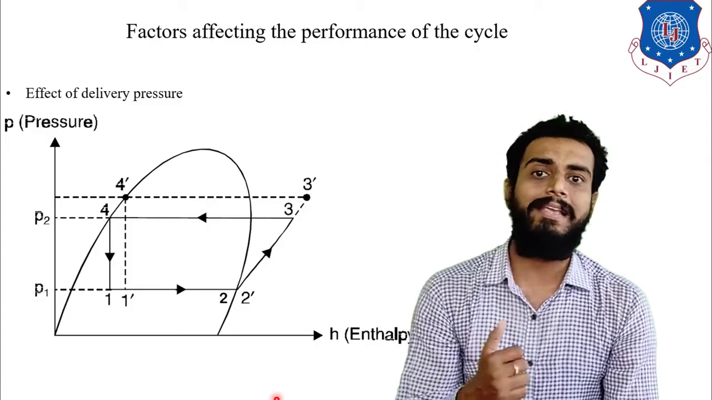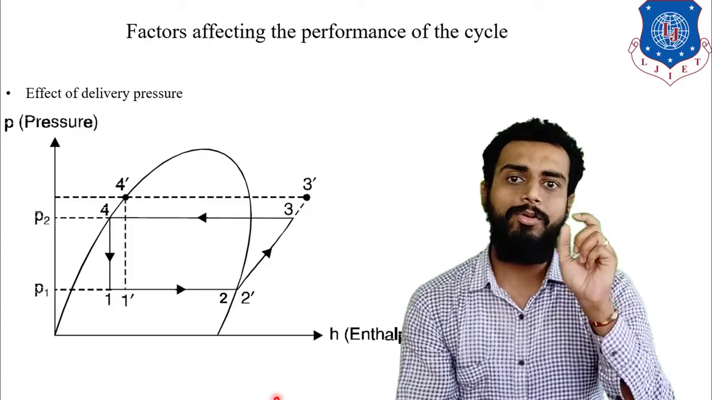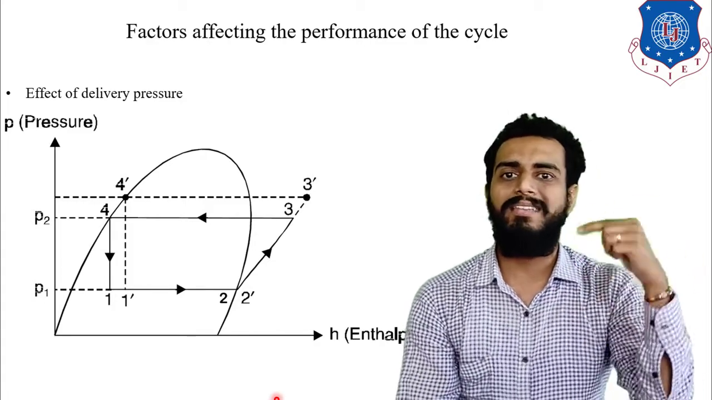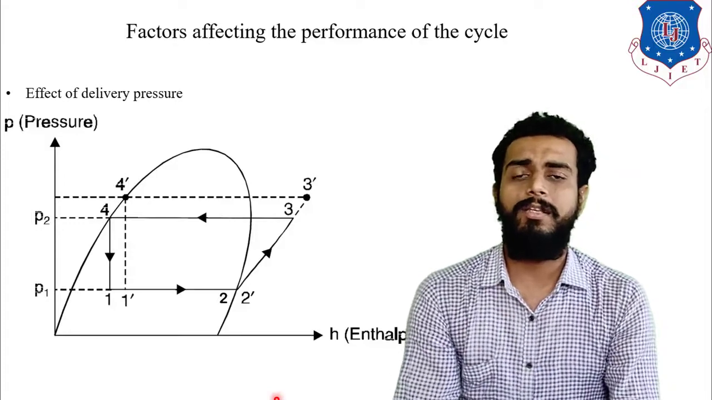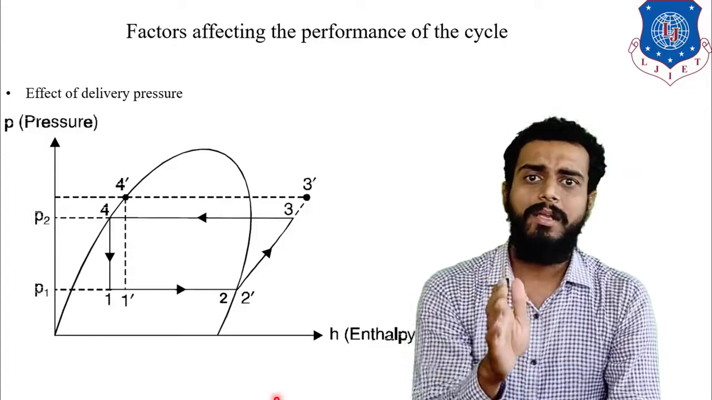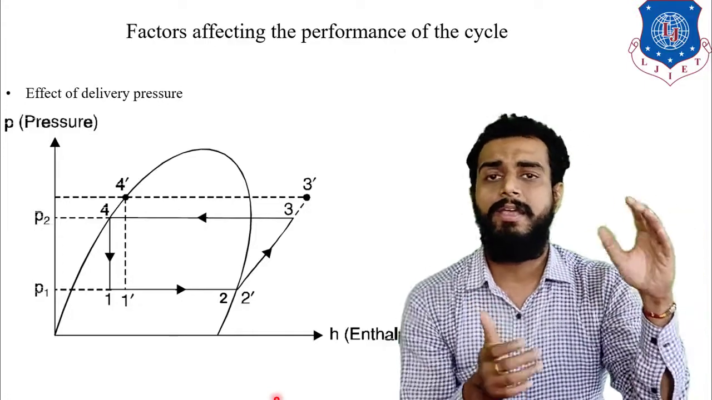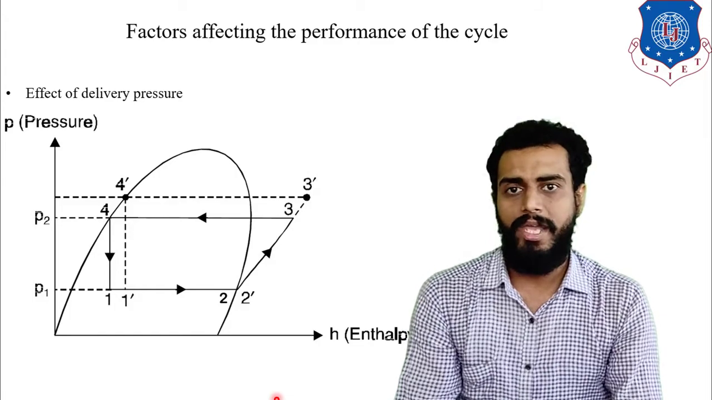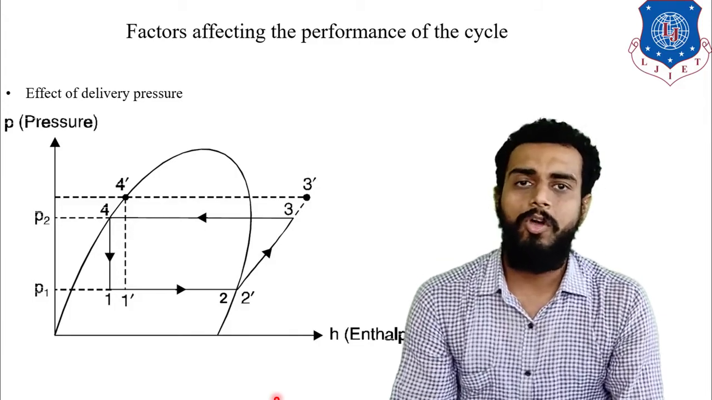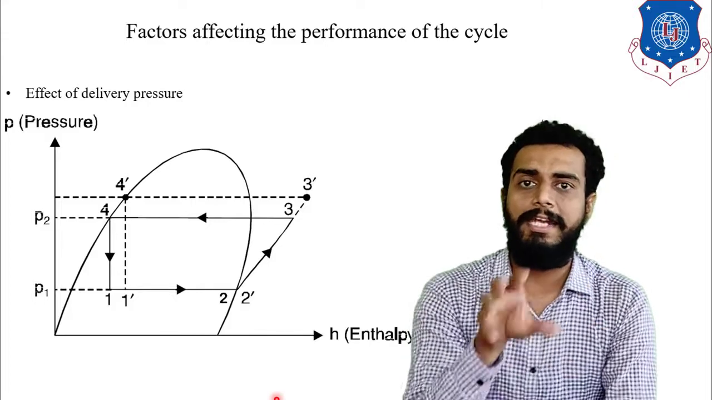Clear? Then next, compressor work. Here you can easily observe that compared to 2-3, the 2 dash-3 dash value is high. So in the later case, the compressor work has increased if you increase the pressure on the delivery side. That is also not desired. So what is the net effect?